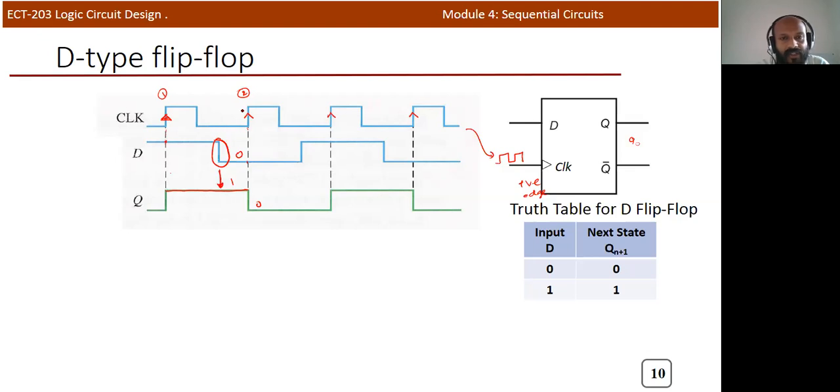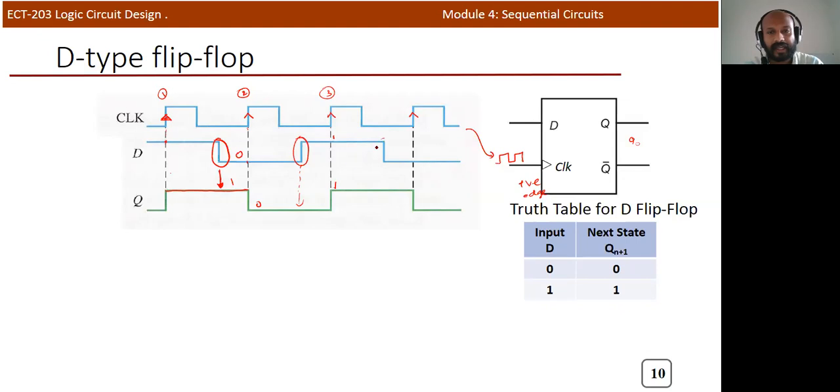The rising edge clock occurs only at this instant, so only at that time can we expect some output change. And this is the third rising edge of the clock. At this point, there is a change in D input, but there is no change in the output. It will continue in that state, and the output will change only when there is a rising edge clock. Here you can see a rising edge clock. At this instant, the input is 1, so the output is also 1.